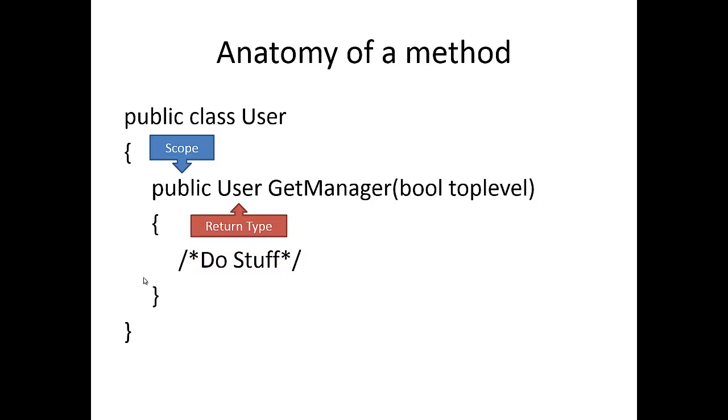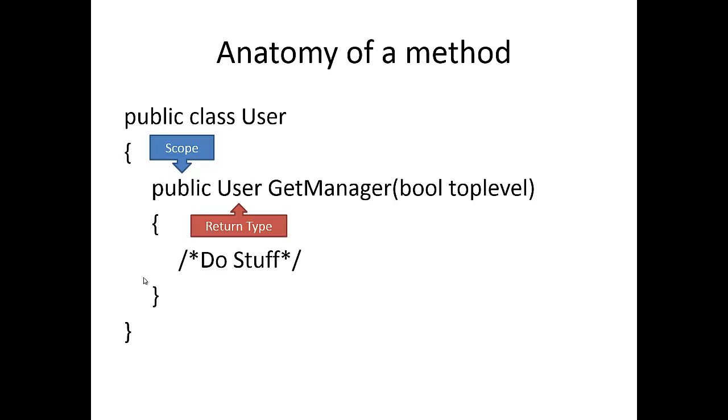There's the return type. The return type helps to identify when I call getManager, what will it be giving me back? Is it going to be giving me back a string? Is it going to be giving me back an integer? Is it going to be giving me back a more complex type, such as a user? In this case, whenever I call getManager, what will be returned back to me is a user object that represents the manager for the user in question.